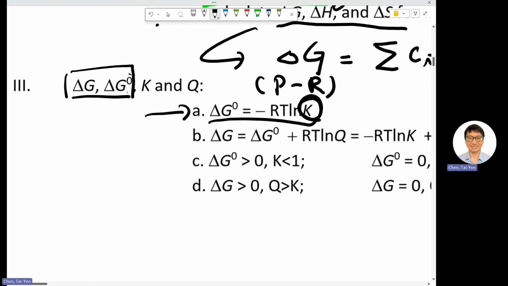See these two? They're actually not the same. Okay, so what does this little naught mean? Standard condition, right? What does it mean? That means your reaction is conducted under 25 degrees C, 1 atm, and 1 M of the solution.